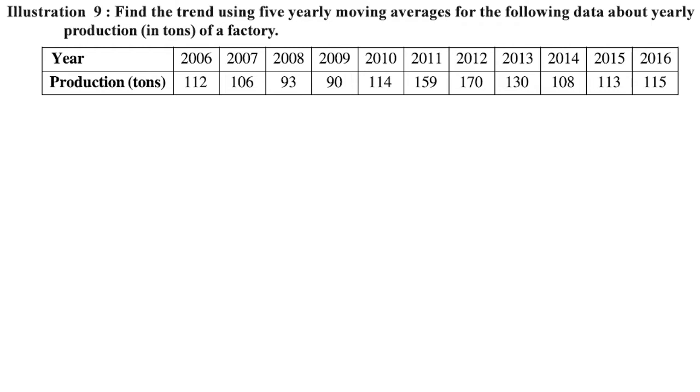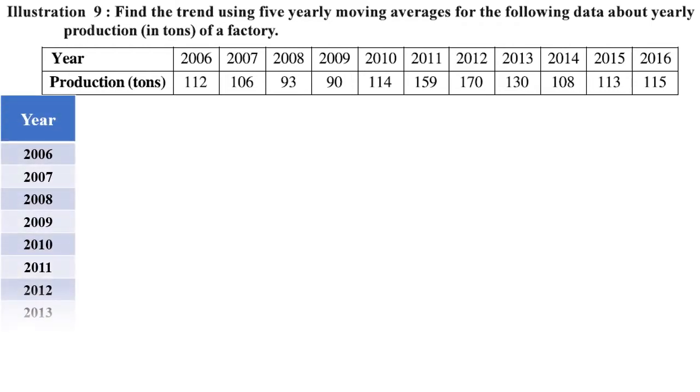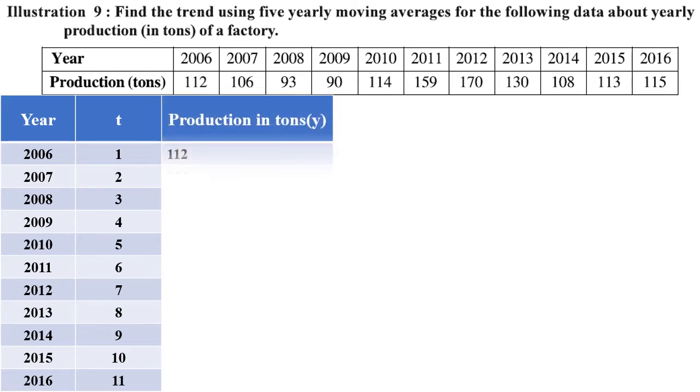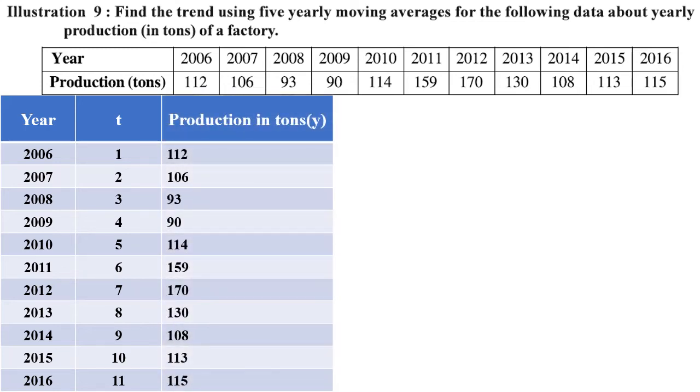What we are going to do is start by writing down the years 2006, 7, 8, 9, 10, 11, 12, 13, 14, 15 and 2016. Next, as usual, I am going to convert these years into our t variable, that is 1, 2, 3 up to 11. Then I will write down the production in tons. As you can see here, I have written down all the values very perfectly. You have to write it down without making any mistakes.